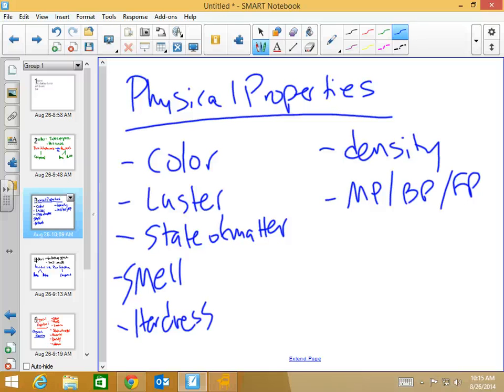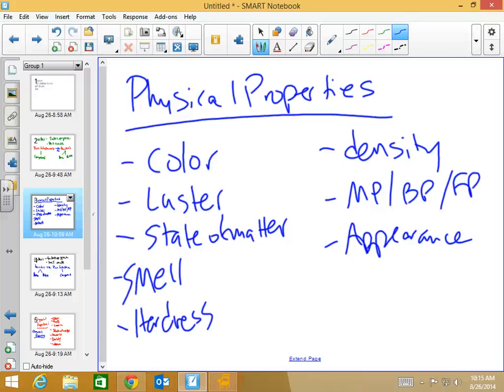I'm trying to think. How about appearance? Which is slightly different than color. It's visual. Sure, right. Absolutely. How it looks. Beautiful.